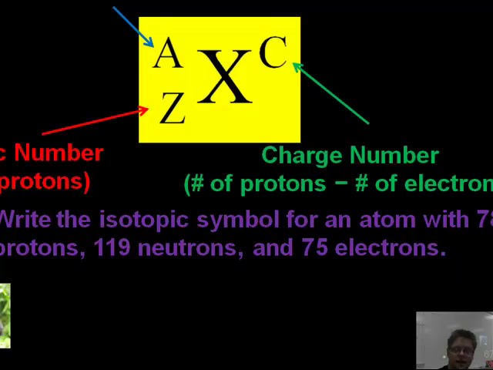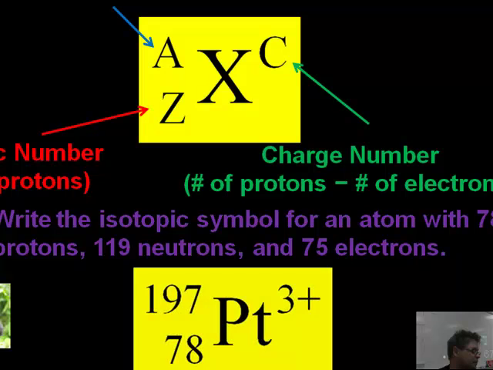And let's check and see how we did. Hopefully you're not scratching your head. Pause the video. Here we go. 5, 4, 3, 2, 1. And the answer is platinum 197 with a 3 plus charge. 78 is the atomic number because it is platinum.